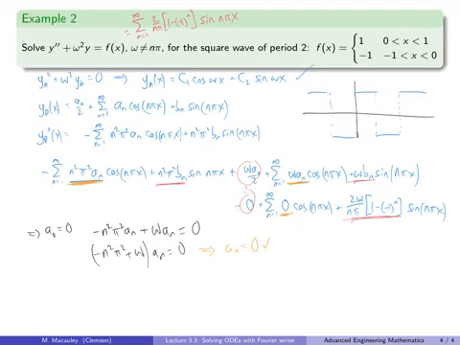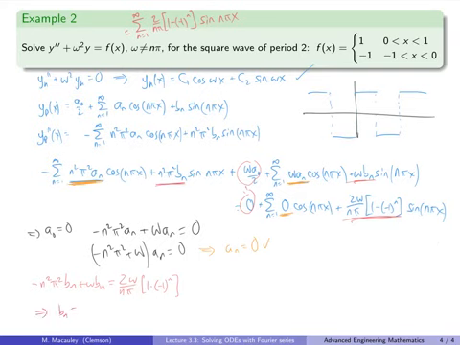Now let's do the same thing for the sine terms. So for the sine terms, we have negative n squared pi squared bn, plus omega bn equals 2 omega over n pi times 1 minus negative 1 to the n. So I'm setting the coefficients of the sines equal. And right away, I get what bn is.